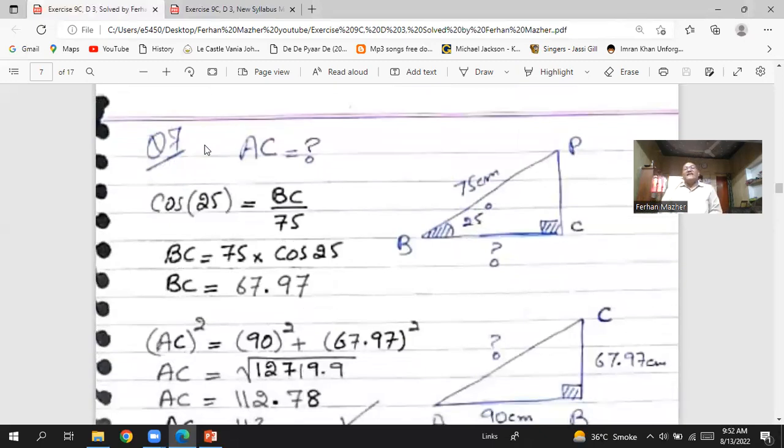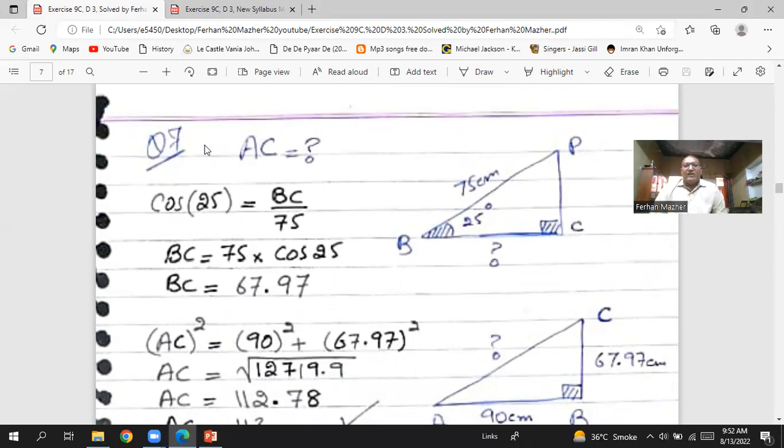So you can see here, I have taken out the triangle BCP, and BP is 75, and the angle is given. So I will apply the cos. Cos 25 will be equal to base over hypotenuse. The base is BC, the hypotenuse is 75. So BC will be equal to 75 multiplied by cos 25, and that BC will be equal to 67.97 centimeter.